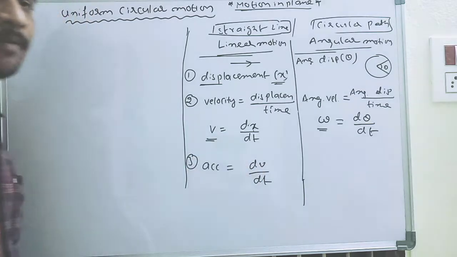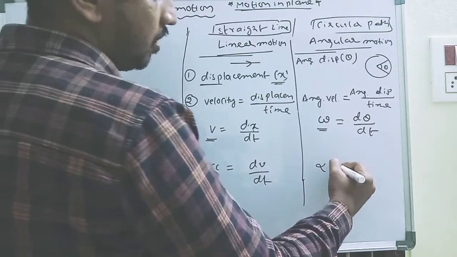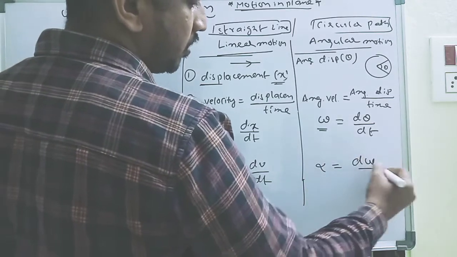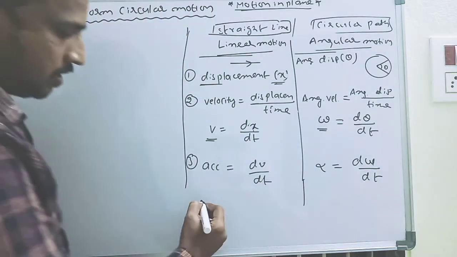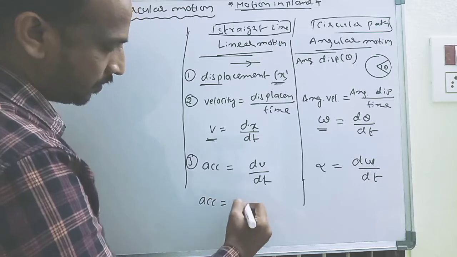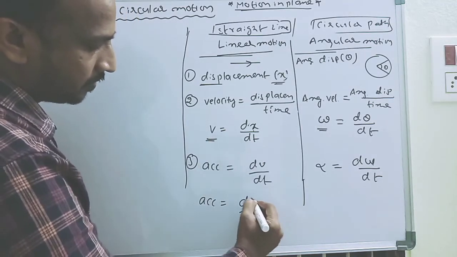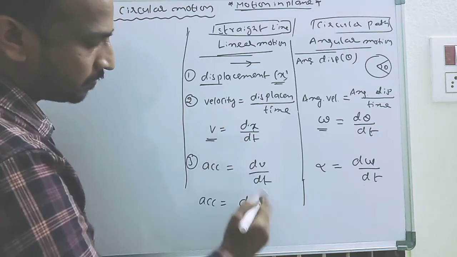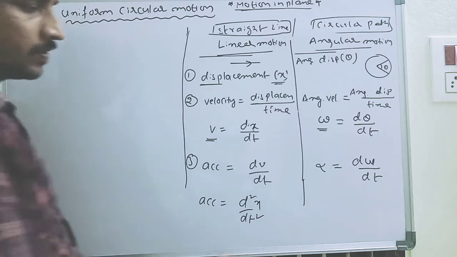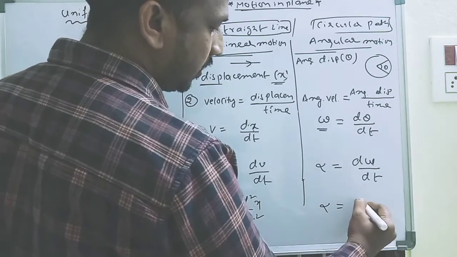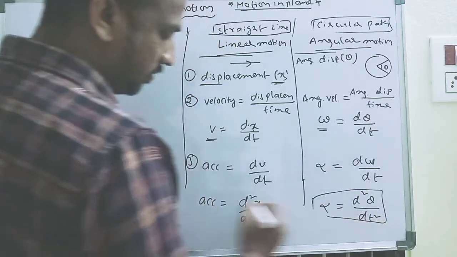Acceleration is equal to velocity by time. So here also acceleration, we are using alpha. Alpha is equal to d omega by dt. Or acceleration is equal to d v by dt. What is v? V is equal to dx by dt. So that is d by dt into dx by dt, that is d square x by dt square. Here also alpha is equal to d square theta by dt square.